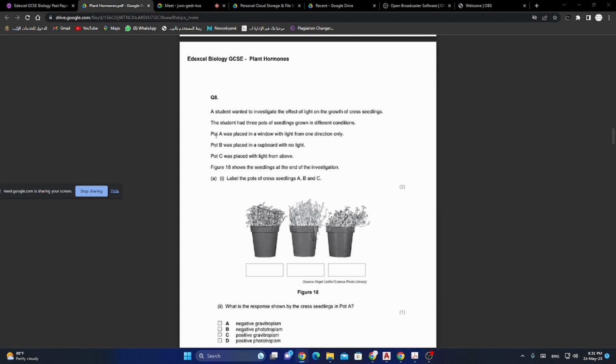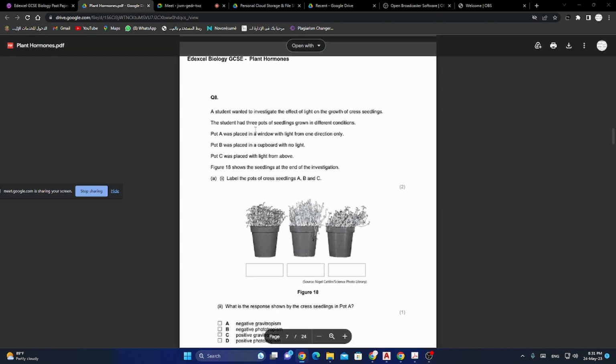How much time is left, by the way? There's still a lot of time left. We can solve a couple more questions before we go to the next lesson.